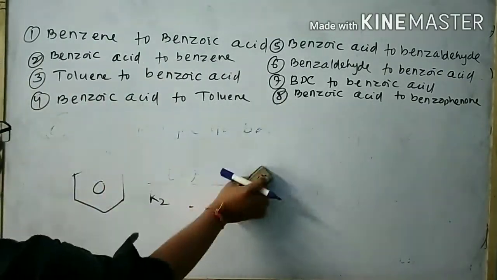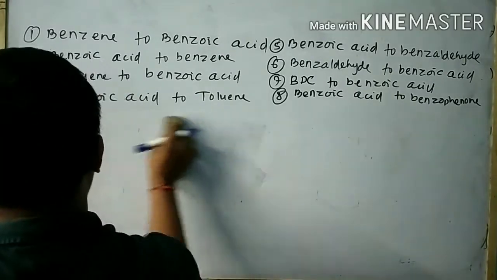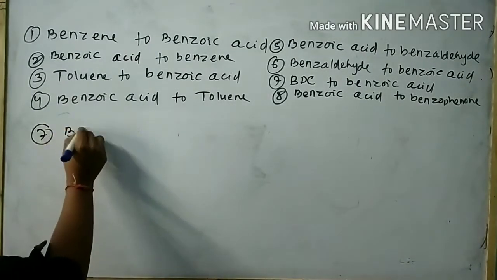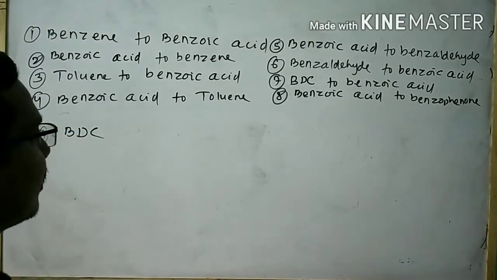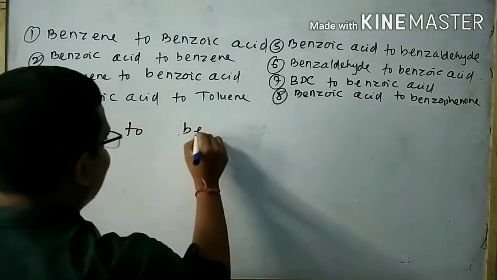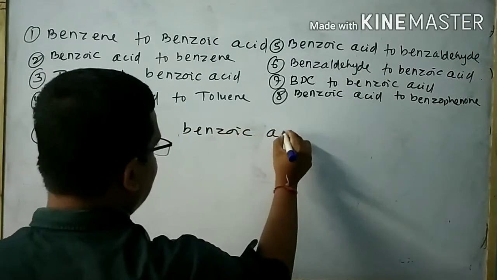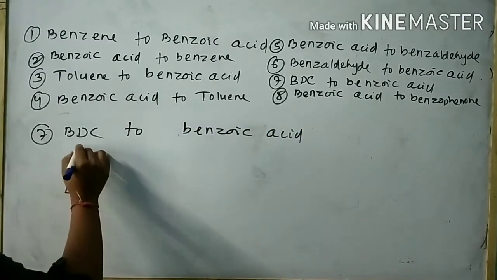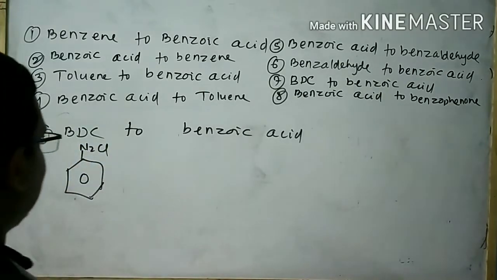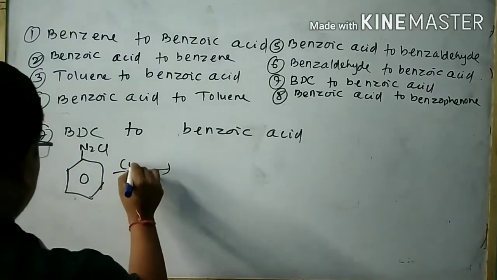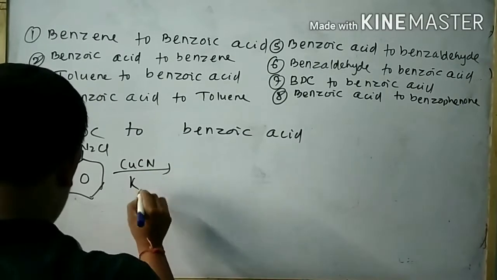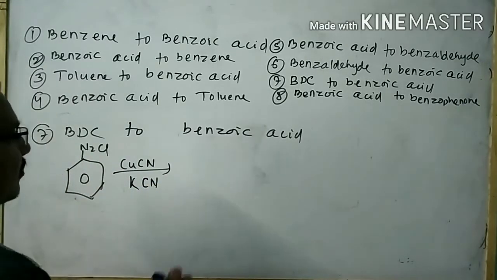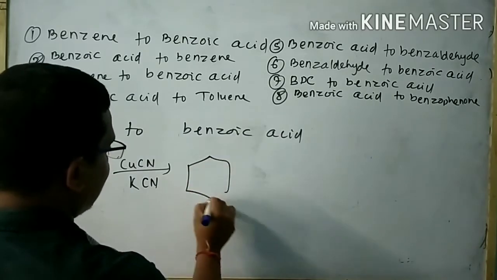Next, I will do question number 7. BDC, BDC means benzene diazonium chloride, to benzoic acid. The structure of BDC is this. BDC is subjected to reaction with CuCN and also KCN. Then cyanobenzene is formed.